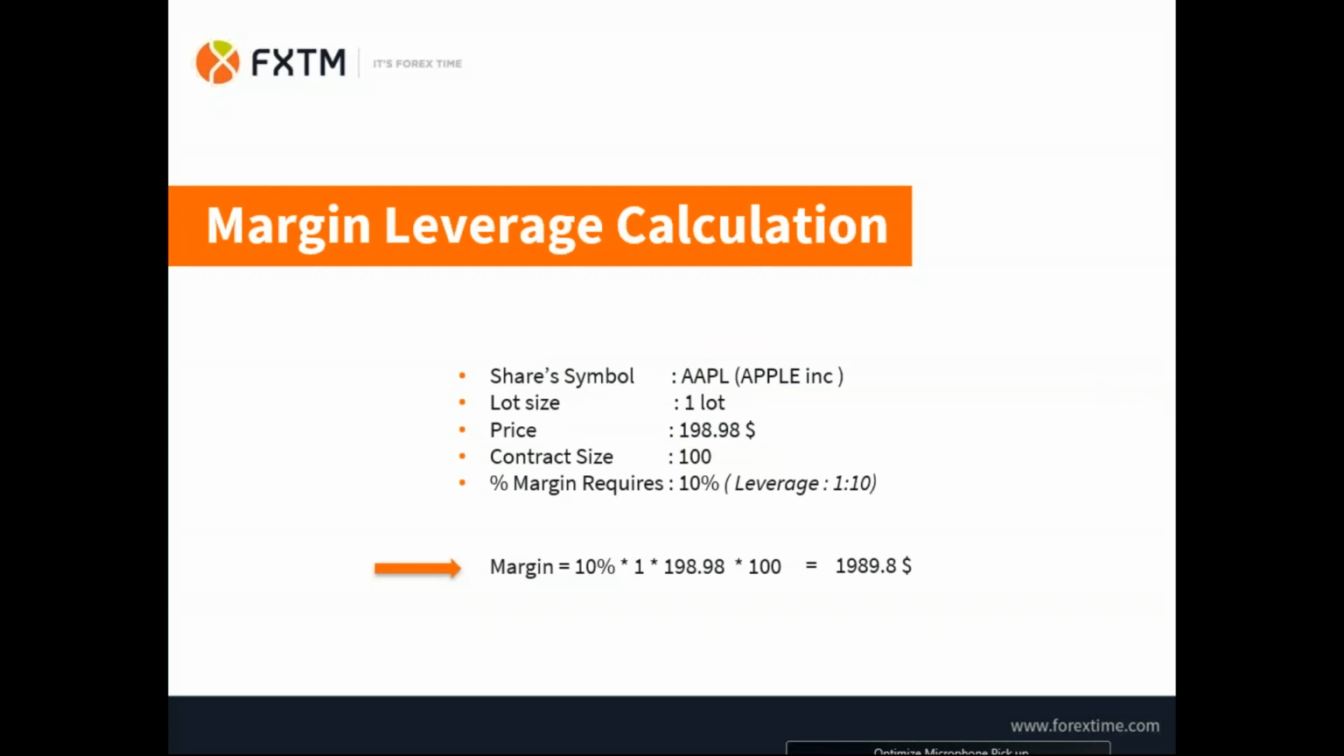So let's take a look at the calculations here. As you can see here, this is Apple share, lot size one lot, and the contract size is 100, because I already told you that one standard lot in shares means 100, and the percentage required is 10% of the leverage. If leverage is 1 to 10, the margin is equal to 10%. So the required margin would be at least 1989. So that's how it works.